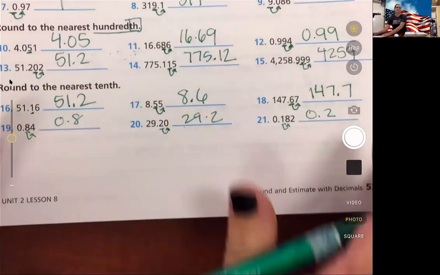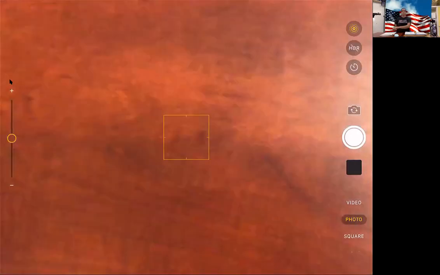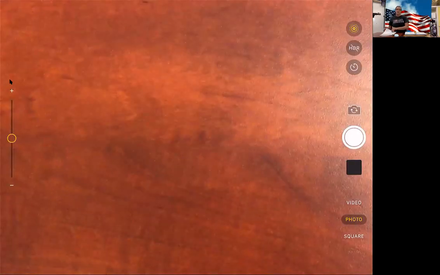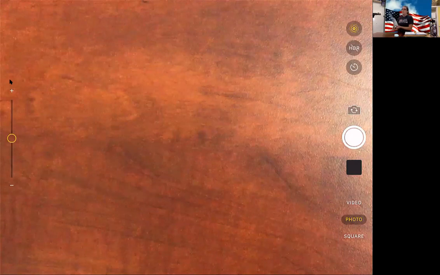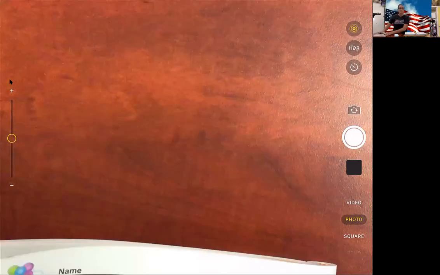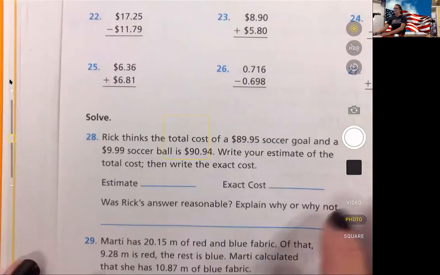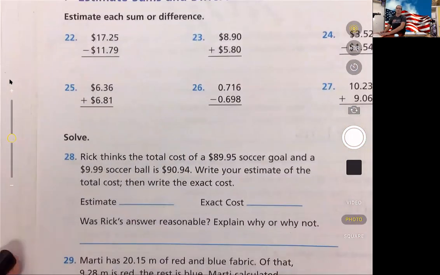All right, let's take a look at the other side. So this side was just a review of how to round. Now we use rounding for estimating. Estimating is when we round and then add or subtract. So they want us to estimate the sum or difference.